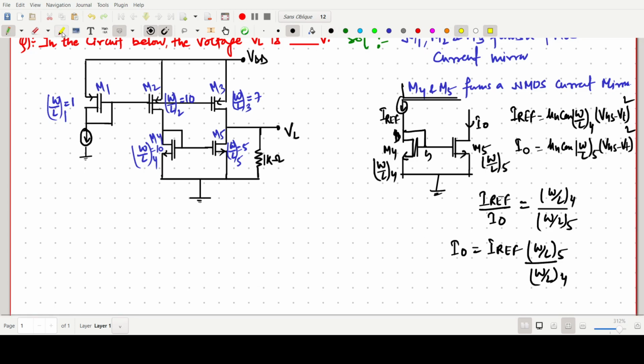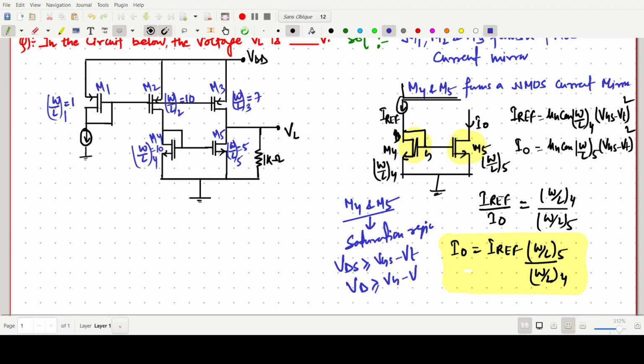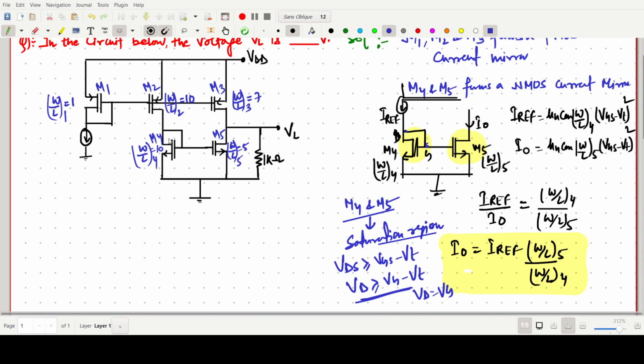This is one concept, because both transistors are in the saturation region, since gate to drain is shorted. For saturation, as we know, VDS should be greater than or equal to VGS minus VT. Now VD should be greater than or equal to VG minus VT. Since the gate terminal and drain terminal are shorted, both have the common value, so VD equals VG and the condition is always satisfied. So it comes under the saturation region. This means if we know this current, we can easily find the other.